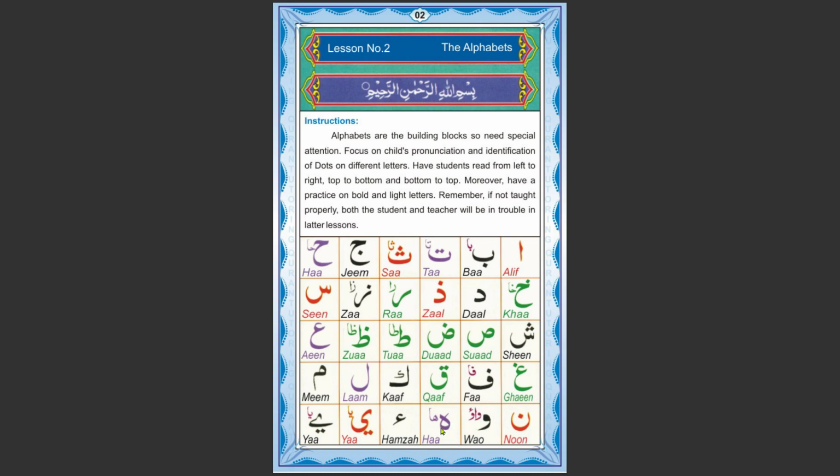Wow. Our next letter is ha. Please remember there is a difference between ha and ha. Ha should be read like ha. Don't give too much force to your throat. It is like ha. Ha. Our next letter is hamza.